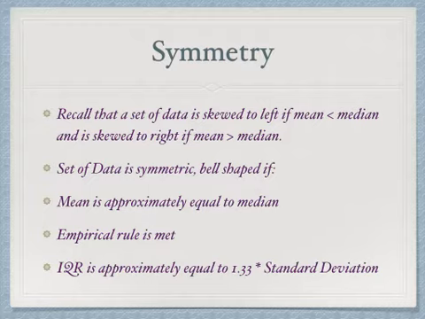Symmetry. Recall that a set of data is skewed left if the mean is less than the median, and is skewed right if the mean is greater than the median. A set of data is symmetric, bell-shaped, if the mean is approximately equal to the median, usually within 5%, the empirical rule is met, and the interquartile range is approximately equal to 1.33 standard deviations. This is just a summary of what we just talked about.